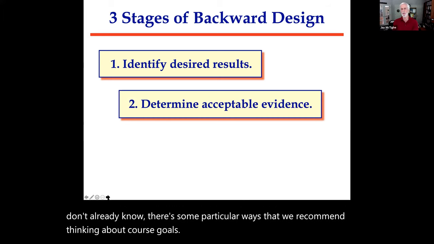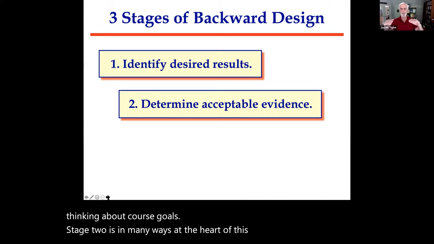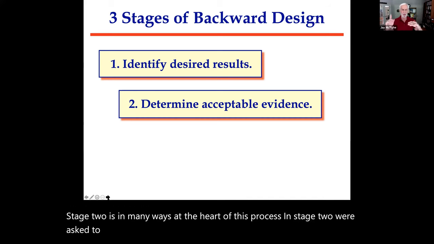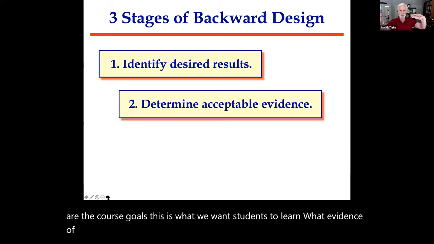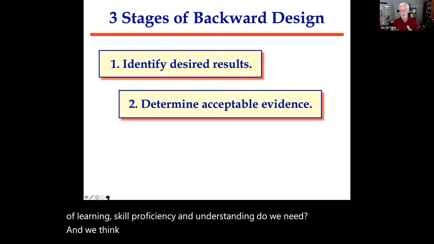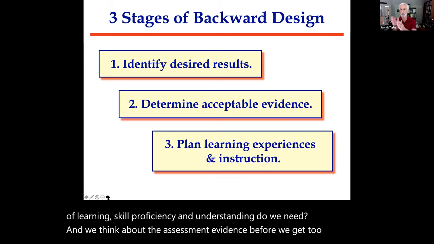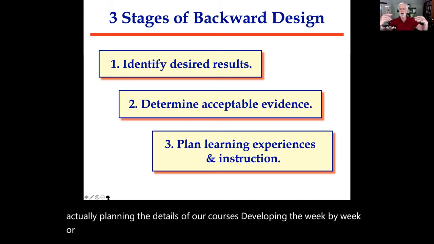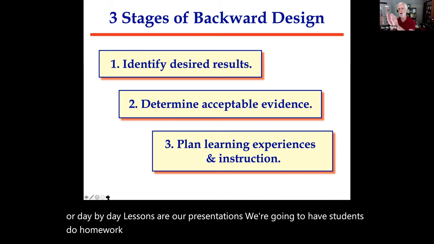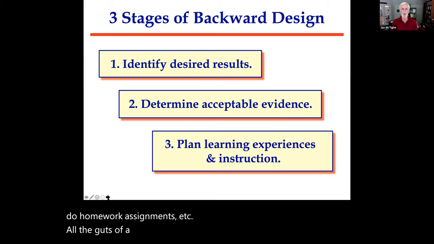Stage two is in many ways at the heart of this process. In stage two, we're asked to think like assessors and ask a straightforward question. If these are the course goals, this is what we want students to learn, what evidence of learning, skill proficiency, and understanding do we need? And we think about the assessment evidence before we get too invested in actually planning the details of our courses, developing the week by week or day by day lessons, our presentations, what we're going to have students do, homework assignments, et cetera. All the guts of planning occur in stage three.